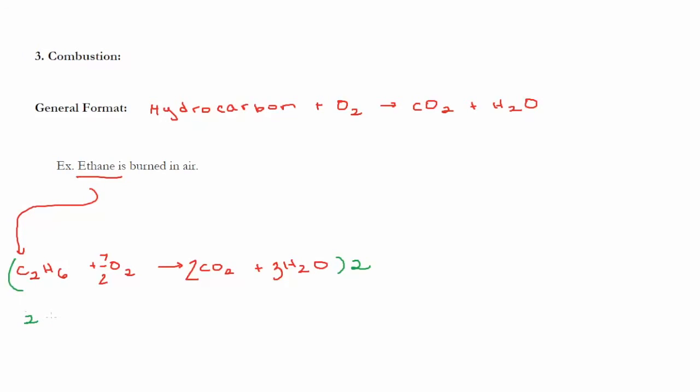And so what I get for my balanced reaction is 2 C2H6 plus 7 O2 produces 4 moles of carbon dioxide and 6 moles of water. And that's it.